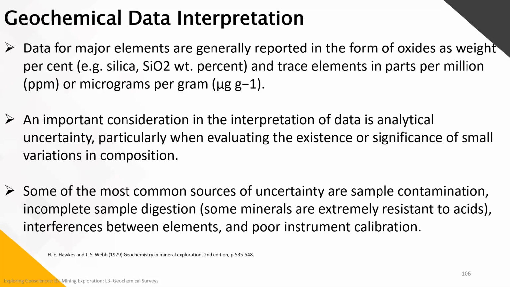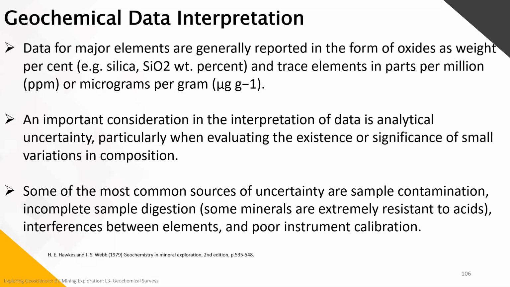An important consideration in the interpretation of data is analytical uncertainty, particularly when evaluating the existence or significance of small variations in composition. Some of the most common sources of uncertainty are sample contamination, incomplete sample digestion, since some minerals are extremely resistant to acids, interferences between elements, and poor instrument calibration.